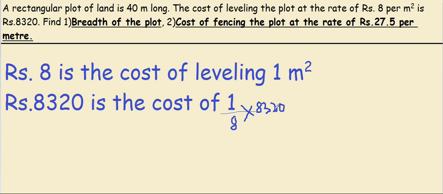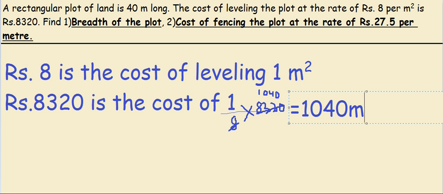Once you divide 8320 by 8, you get the total area. And when area is given and along with the area, if you have length or breadth given, it is very simple to find the rest of the unknown variables. So the same thing we will do here. I have cancelled it, as you can see on the screen. So I have got the total area, that is 1040 meters square. So 1040 meters square is the total area of this rectangle.